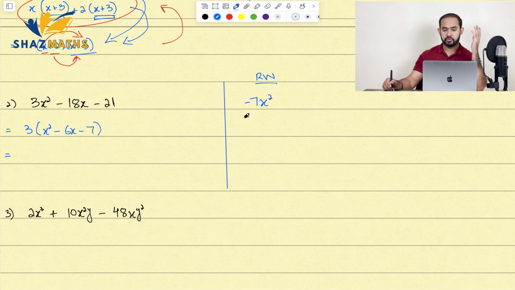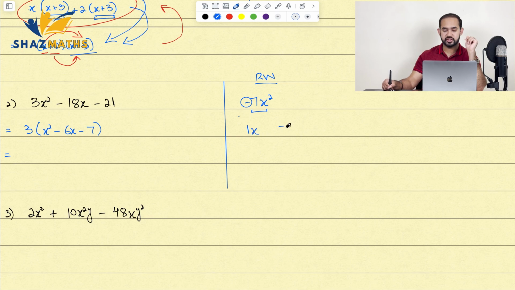Next step was, we will think about factors of this term such that we subtract those 2 factors in order to get the middle term. Got it? Now why have I said that we need to subtract those 2 factors? Because this sign is negative right now. Okay, so be very mindful of that. So let's think about factors of 7x squared. The very first 2 factors will be 1x and 7x.